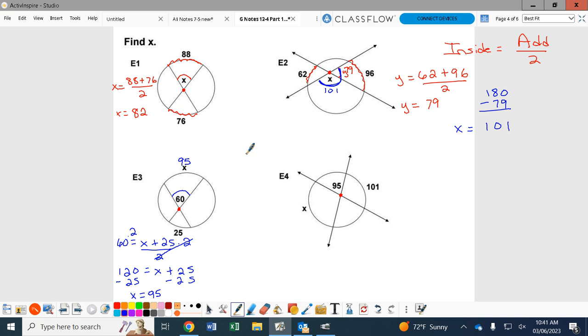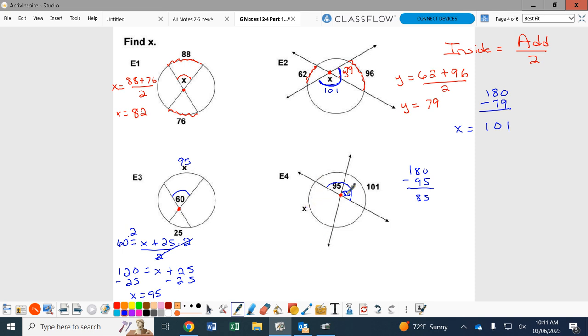Okay, this next one, guys, is the 95 in line with the x and the 101? No. So we need to find the angle that's in line with that before we do anything else. So we're going to use the idea that every straight line adds up to 180, and 180 minus that 95 is going to leave me what for that missing angle right there? 85.